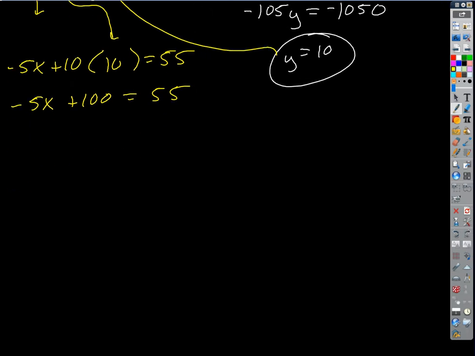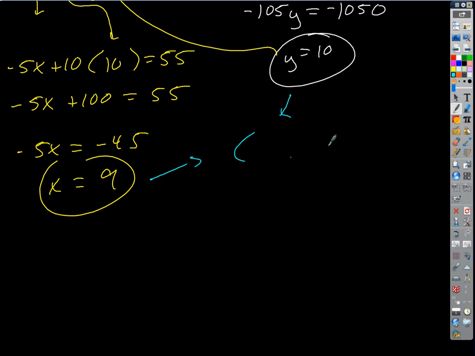Subtract 100, right? Last two steps in order to isolate x. Subtract 100 and divide by negative 5. All right, so negative 5x equals negative 45. So what do we get for x? So how do we want to represent our answer then? Okay, well, what do we call that? Ordered pair. So we get the ordered pair, 9, 10.